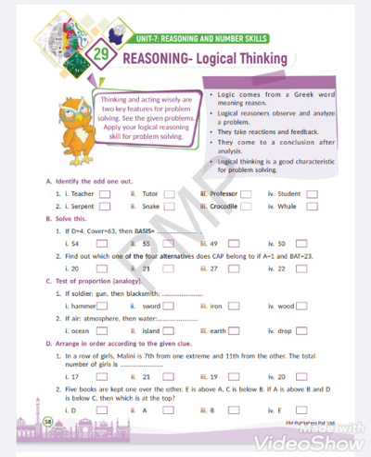So identify the odd one out. Question number 1: teacher, tutor, professor and student. We can clearly see that here the student will be the odd one, because all the others are tutors. They are teaching, only the student is being taught. So he is the odd one out here.